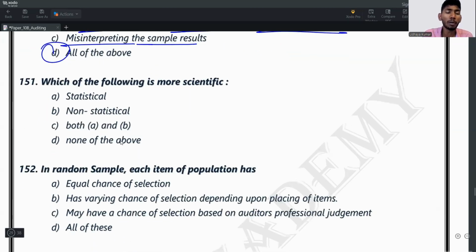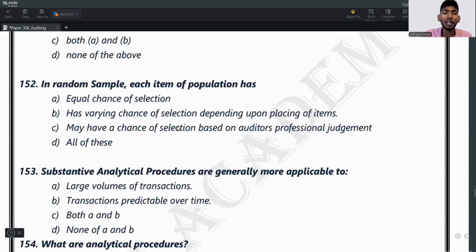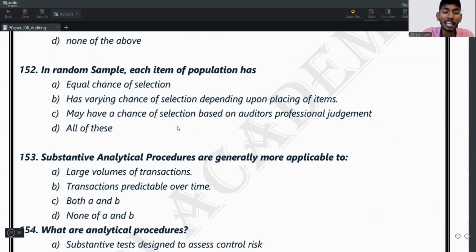Moving to question number 151: which of the following is more scientific? Obviously, statistical is the most scientific, right? In random sample, each item of the population has an equal chance of selection. That is the right option, and you could state it without looking at any other option. But since there are all of these options, you have to look at the remaining two. Has varying chance of selection depending upon placing of items? No. May have a chance of selection based on auditor's professional judgment? That situation may arise, may not arise, right? So equal chance of selection is the perfect answer.